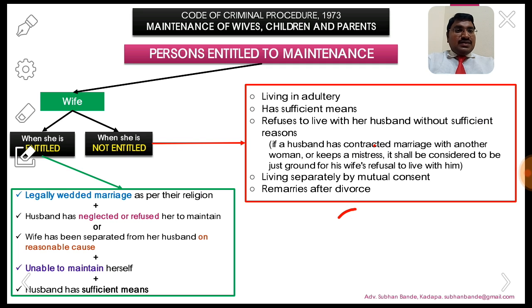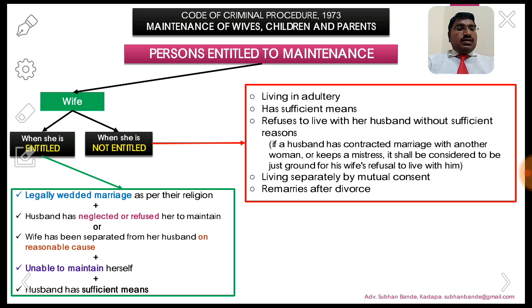If the husband has contracted marriage with another woman, or if her husband keeps a mistress, it shall be considered a just ground, a reasonable ground for his wife to refuse to live with her husband. If she refuses to live with her husband without sufficient reasons, she cannot be entitled to maintenance. If she refuses to live with her husband with a reasonable ground, she can be entitled to maintenance. If she refuses to live with her husband without sufficient reasons, she cannot be entitled to maintenance under section 125 of Code of Criminal Procedure 1973.